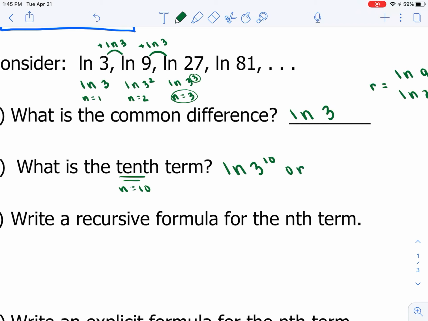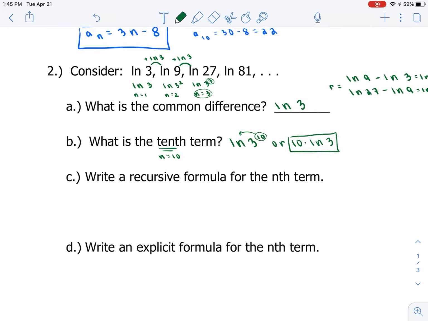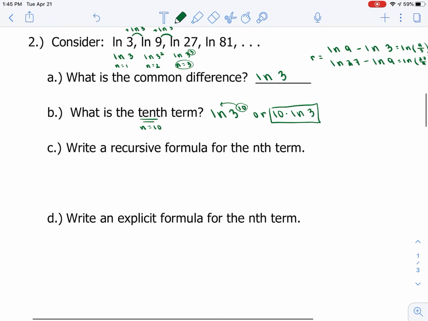Or if you want to think about the properties, remember, move it back, daddy-o. You could do that 10 times the natural log 3. You don't have to find the decimal approximation, but I just want you guys to see that you can identify that pattern within the terms, and that'll help you to find that 10th term.